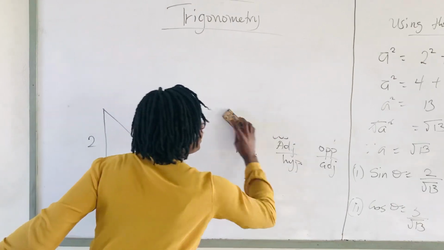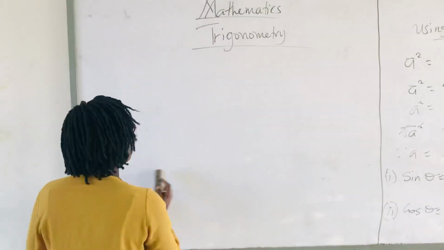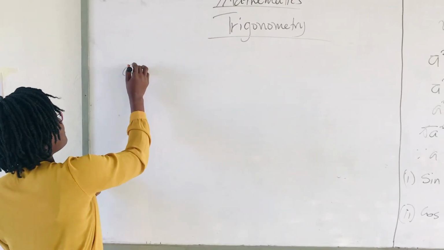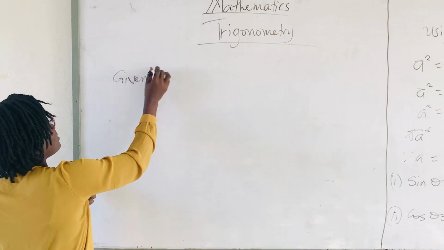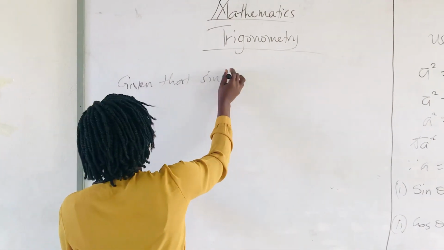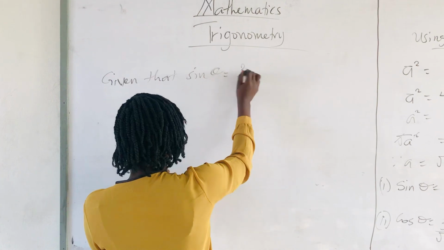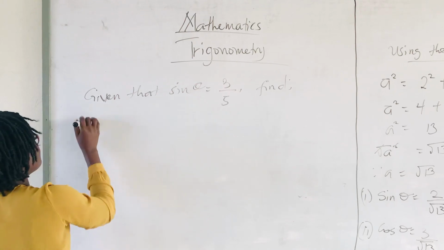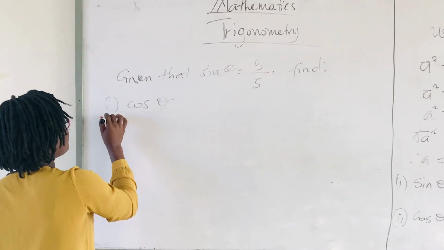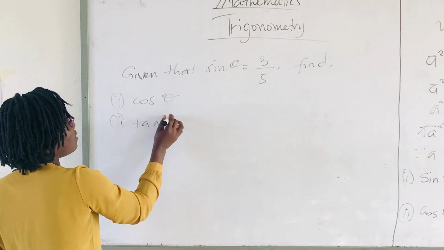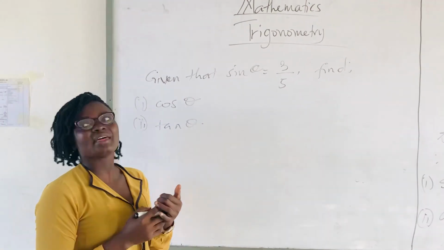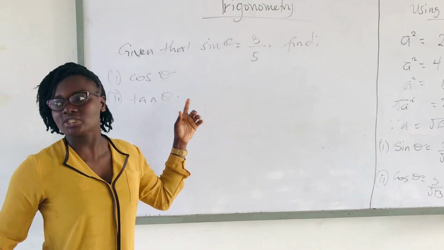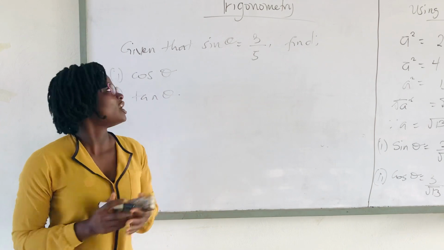Okay, so in this case, I'm going to give you sine theta. Given that sine theta is 3 over 5, use this to find our cos theta and tan theta. So how do we solve it?